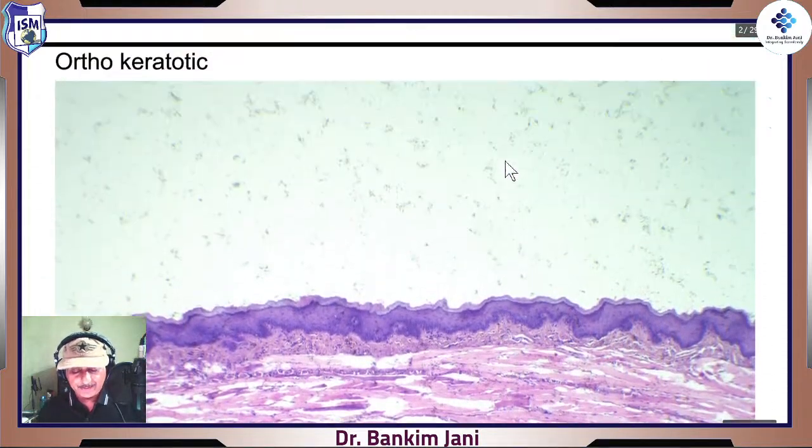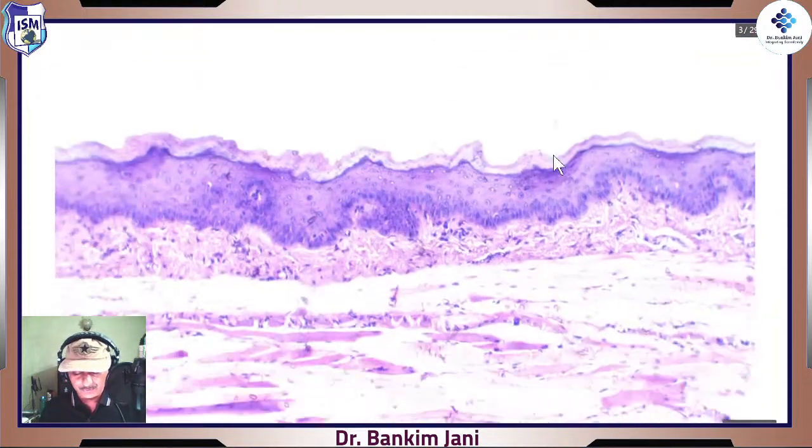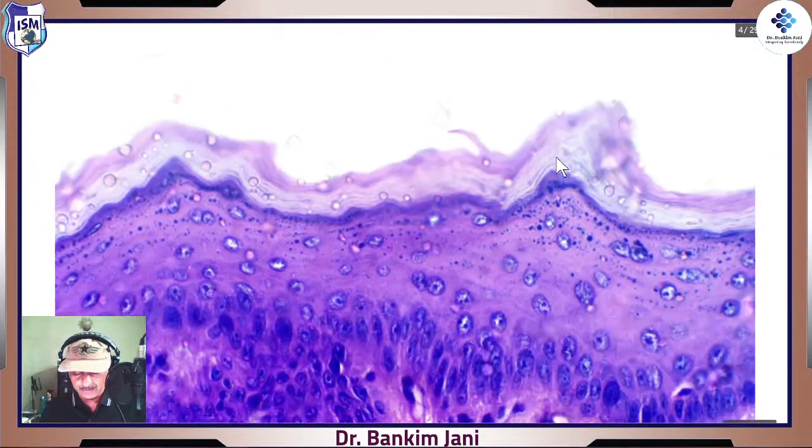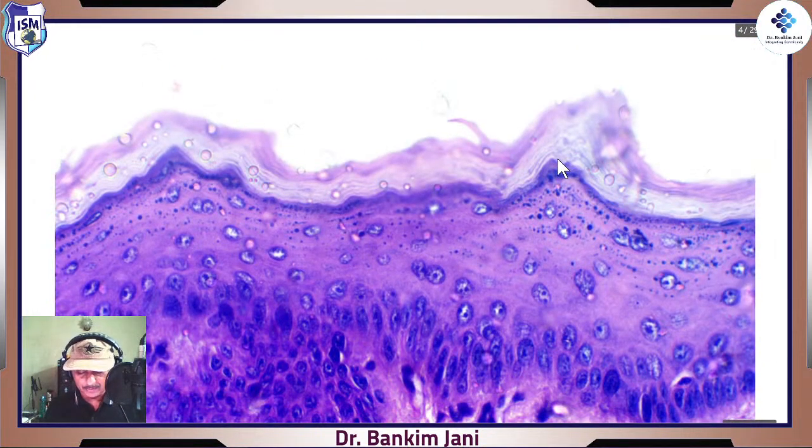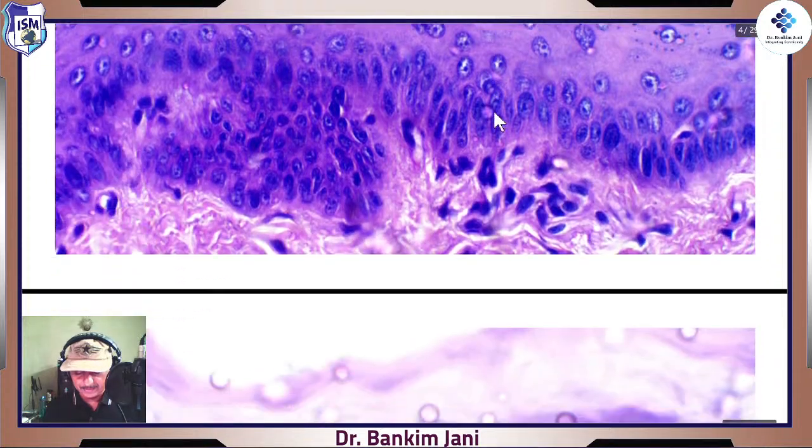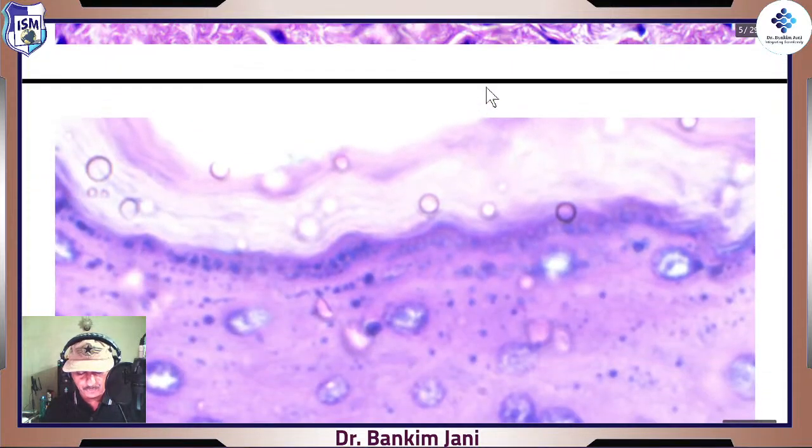Here it is. Let's see. Orthokeratotic will not be expecting any nuclei. And in this way, all the cells, if you watch, are just like this. Nothing is seen.